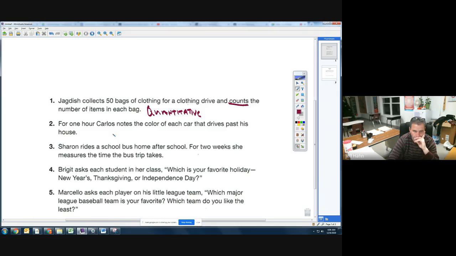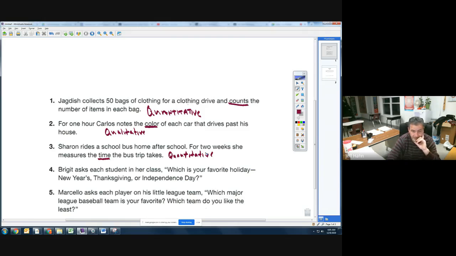How many? For 1 hour, Carlos notes the color. Color, what kind? So that is qualitative. If it's what color, it would be qualitative. What qualities does it have? Number 3, Sharon rides a school bus home after school. For 2 weeks, she measures the time the bus takes. Okay, time. Time is a number. It's how much. This would be a quantity, or quantitative.